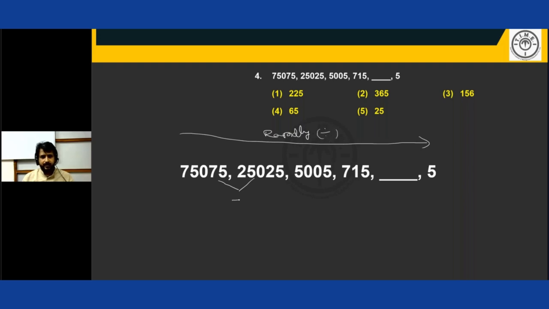That's it. It is divided by 3. 75 divided by 3 is 25025. 25025 divided by 5 is 5005. 5005 divided by 7. Or else, if you observe in the reverse order, it is into 7. 715 into 7. 700 into 7 is 4900. 15 sevens are 105. Together 5005. Perfectly matching. So divide by 7.